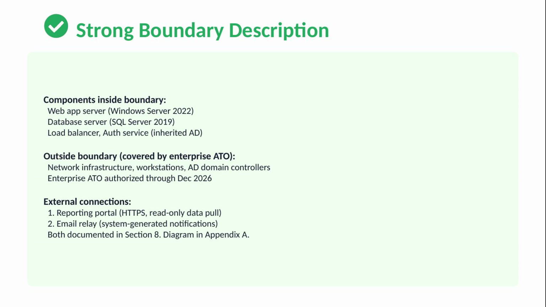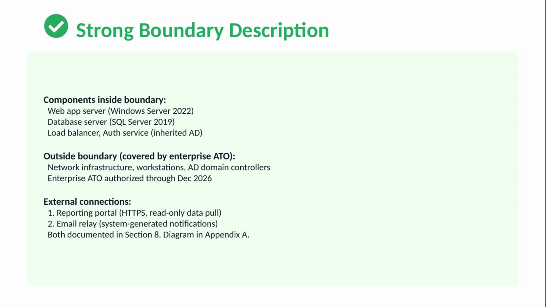Here's a strong version. The Nexus Portal authorization boundary encompasses the following components: The Nexus Portal Web Application Server running Windows Server 2022. The Nexus Portal Database Server running SQL Server 2019. The Load Balancer and the Authentication Service provided via the Defense Agency Enterprise Enclave's inherited Active Directory. The boundary does not include the Defense Agency network infrastructure, end-user workstations, or the Enterprise Active Directory domain controllers, which are covered under the Defense Agency Enterprise ATO, authorized through December 2026. External connections include 1.